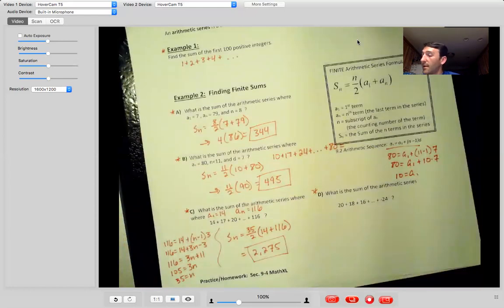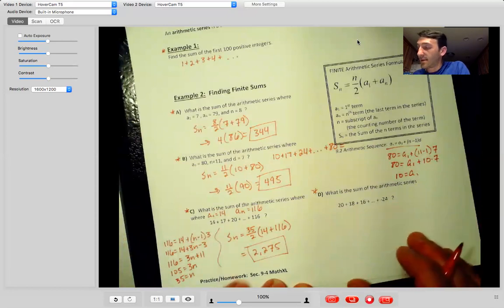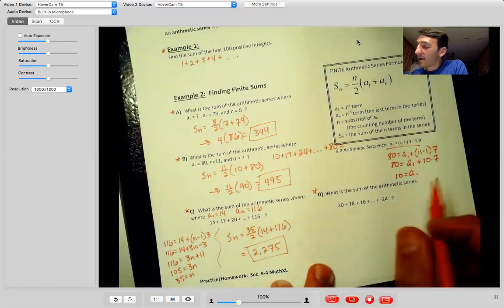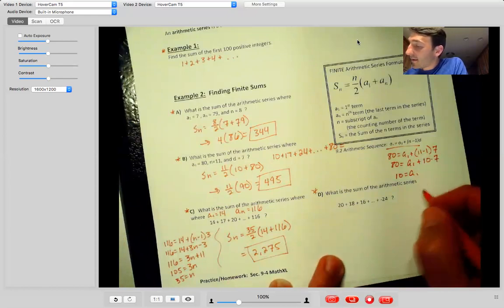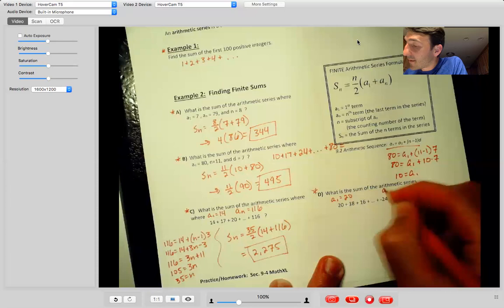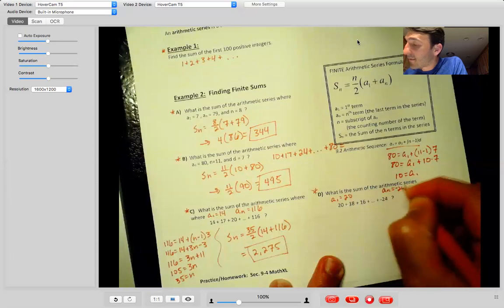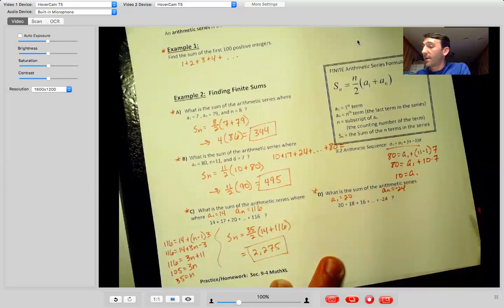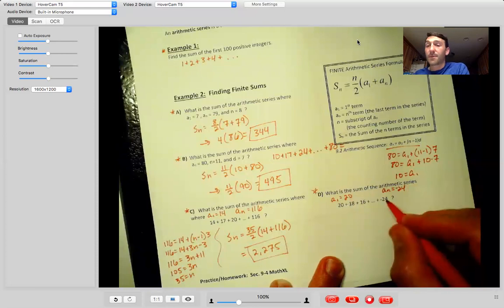All right, so kind of similar on the next one. I guess I'll do that since we have some negatives, but really it's the same kind of deal here. So we know a sub 1 is 20. We know a sub n is negative 24. What we don't know that we need is what's n. What number term is that?